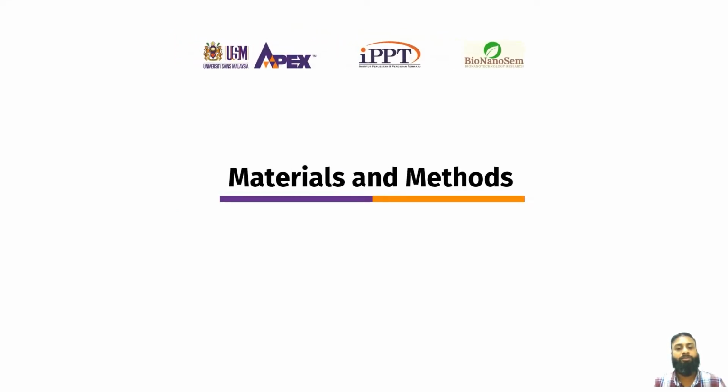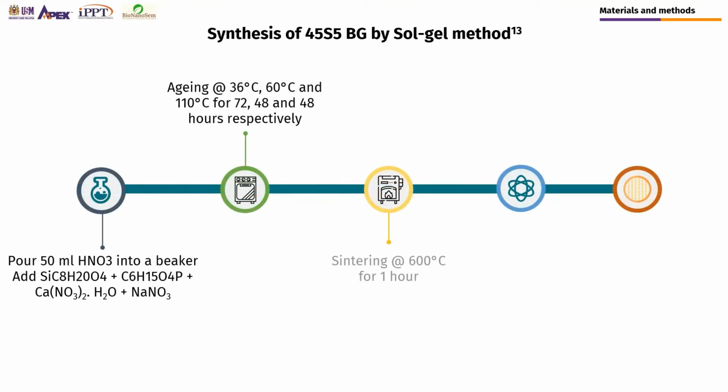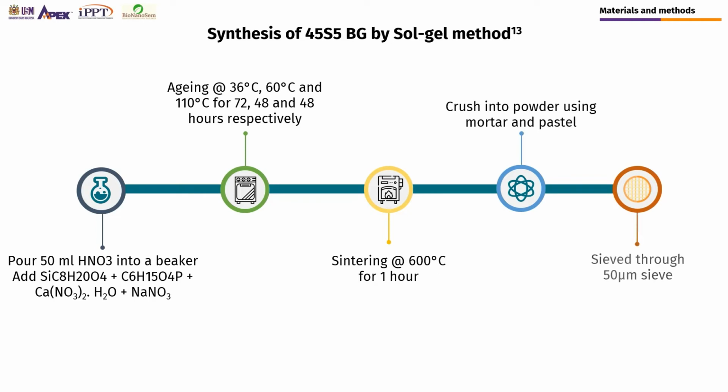Materials and methods. Synthesis of 45S5 bioglass by Sol-Gel method. To synthesize BG by Sol-Gel method, first we need to prepare 50 ml of nitric acid. Then all raw materials were added and left to stir overnight to make gel form.